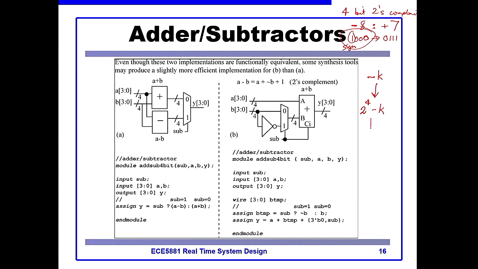So you may wonder, well, how does this all work? Well, if you take 2 to the 4 minus 1 minus k and add 1, that's pretty good, isn't it? It's the same thing. But 2 to the 4 minus 1 is the bit pattern 15, which is 1, 1, 1, 1. And if you subtract k from something of all 1s, then you end up with k bar.